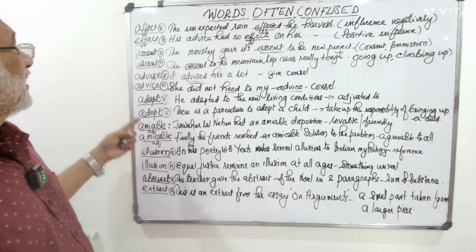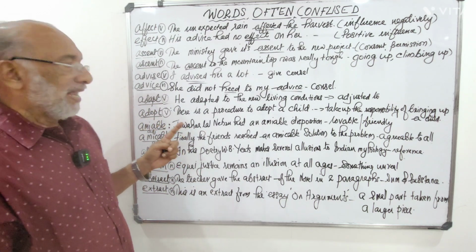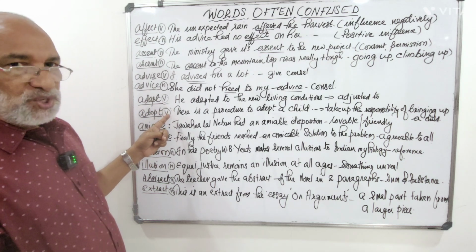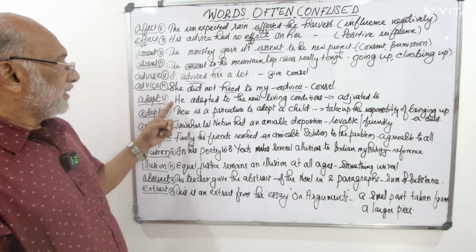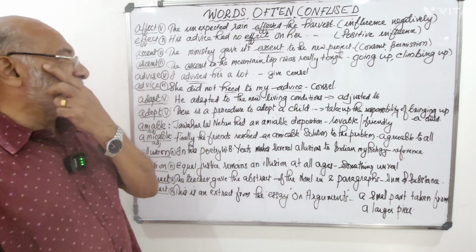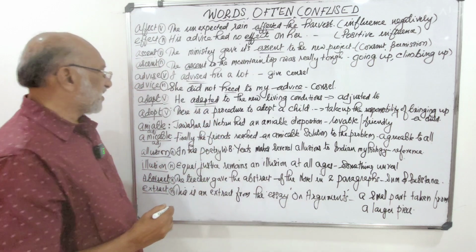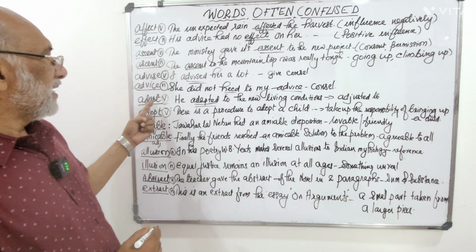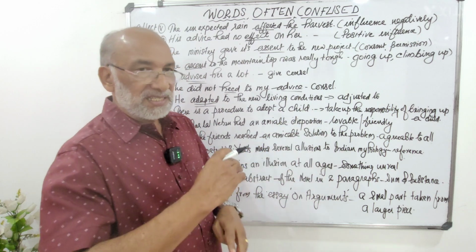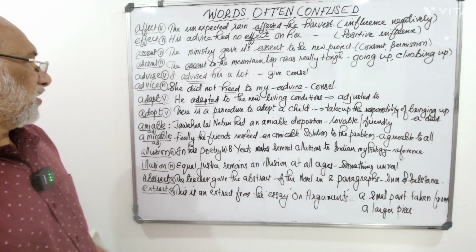Now coming to the next pair, adapt and adopt. Both are verbs. Adapt. He adapted to the new living conditions. That means adjusted to. Here I have used the past tense of the verb adapt. He adapted to the new living conditions. He adjusted himself to the new living conditions.